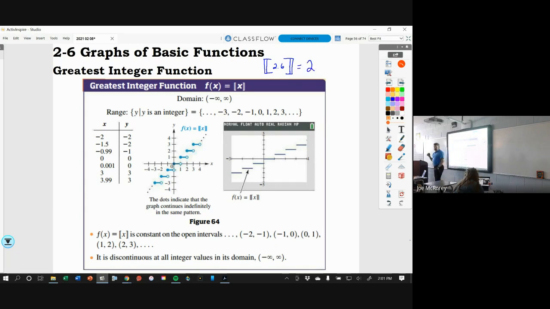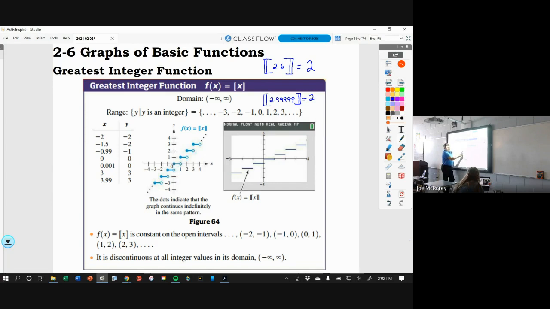So the greatest integer of 2.6 is 2. And you give me any value between 2 until almost 3, and that greatest integer value is going to be 2. The greatest integer of 2.99999 is what? It's 2, because it's not 3 yet. It's 2.999, but it's not 3. And if you look at this graph, that's what it's showing.